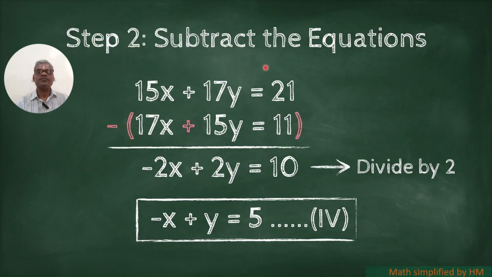Now we subtract the equations. For that purpose, flip the signs of the second equation. So 17x becomes minus 17x, 15y becomes minus 15y, and 11 becomes minus 11. On subtracting, we get 15x minus 17x is minus 2x, 17y minus 15y gives plus 2y, 21 minus 11 gives 10. Thus, we get the equation minus 2x plus 2y is equal to 10. Divide both sides by 2: minus x plus y is equal to 5. Name this equation 4.